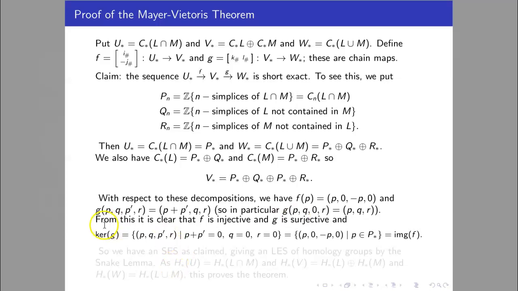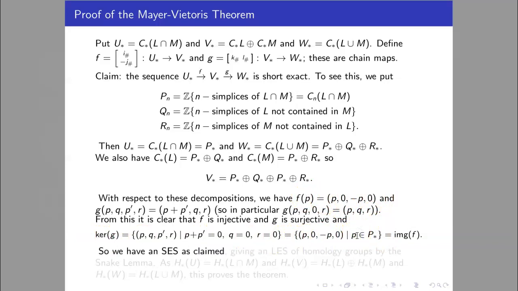So what's the kernel of G? It's the set of things sent by G to 0. So it's the set of things (P, Q, P prime, R) such that this thing here is 0. So P plus P prime has to be 0, Q has to be 0, and R has to be 0. So your (P, Q, P prime, R) is of the form (P, 0, minus P, 0). Okay, Q and R are 0, and P prime is minus P. But then, just by looking at the formula for F, you see that this kernel of G is just the same thing as the image of this map F here.